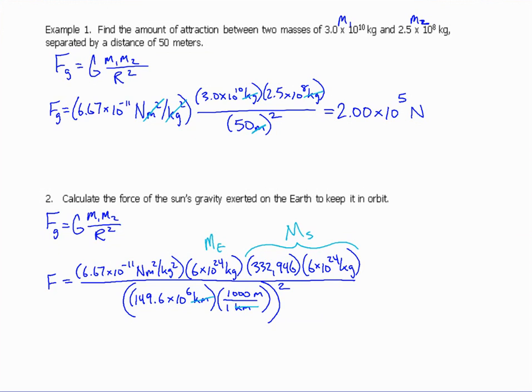We can also cancel some things out. For instance, here's kilograms squared on the bottom, here's kilograms. We can cancel those things out. And on the bottom here, this is meters squared, so we can get rid of this meters and this meter squared, and that'll leave us with newtons. And so we find that this force is 3.57 times 10 to the 22nd newtons. This is the force of the sun's gravity keeping the Earth in orbit.